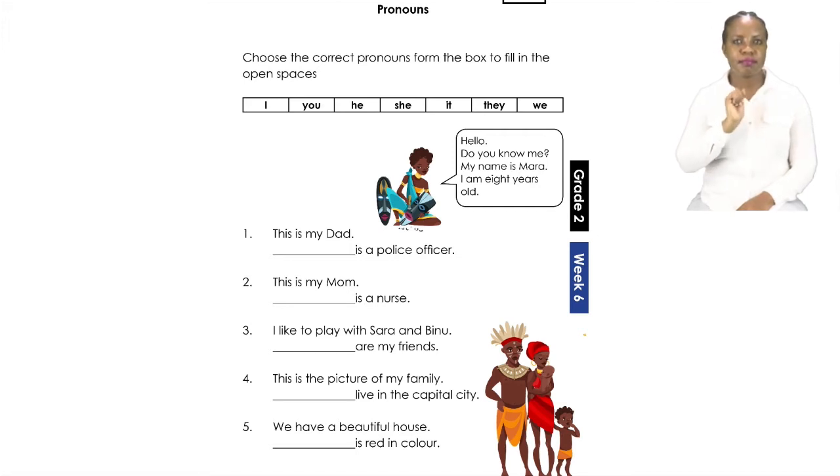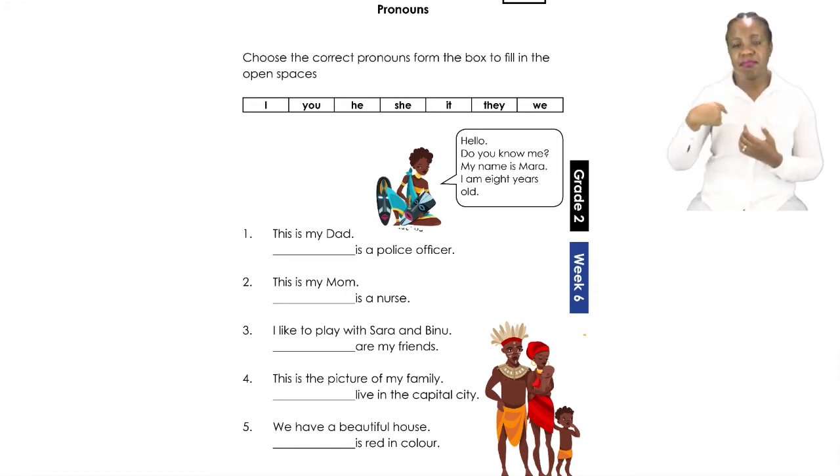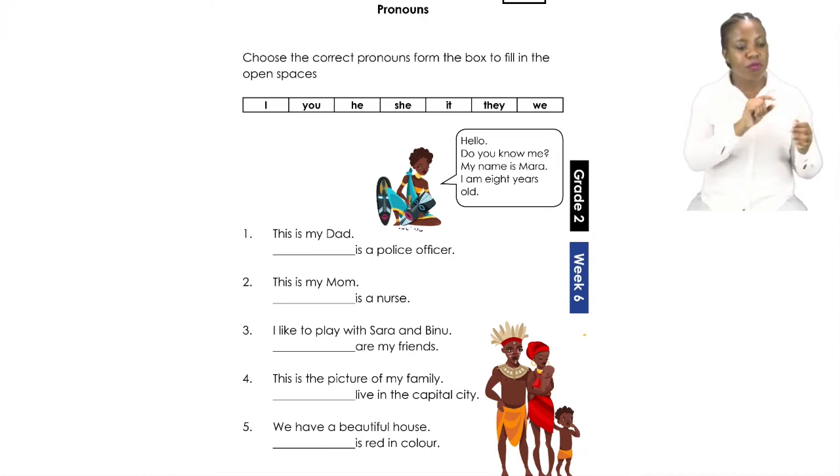So which pronoun can we use to fill in that missing gap? If you guess the word he, well done. So please write the word he. But because it is at the beginning of a sentence, boys and girls, we need to use a capital letter H. So you're going to write your capital letter H and then your E for the word he. Well done.